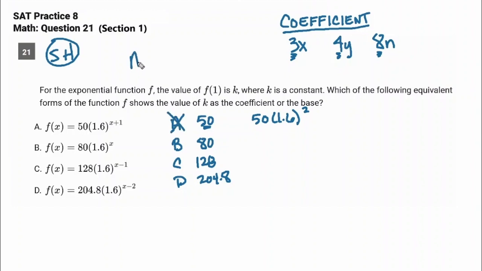So I'm going to write A, B, C, D up here. Cross out A. All right, B. Do it again. 80 times 1.6 to the what? To the 1, because it says we're supposed to do f of 1. So 80 times 1.6, you're supposed to end up with 80. Is that going to happen? No, you don't need to do anything with that. All right, fine. Let's try C.